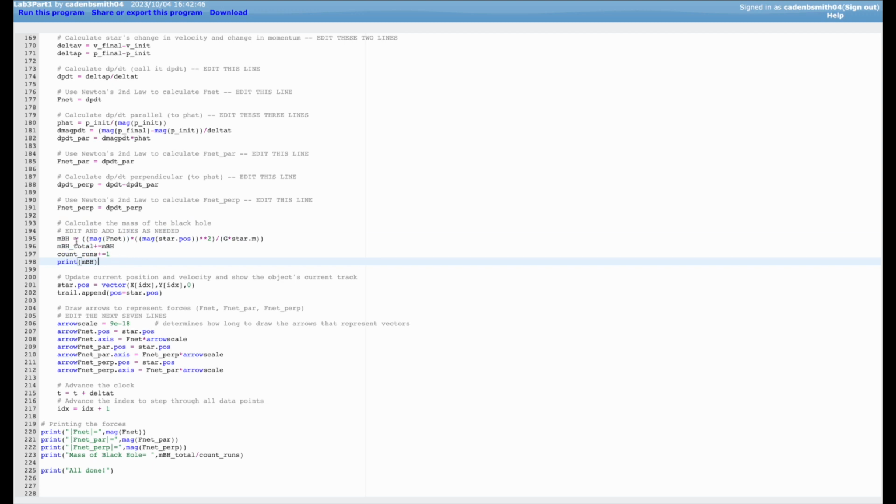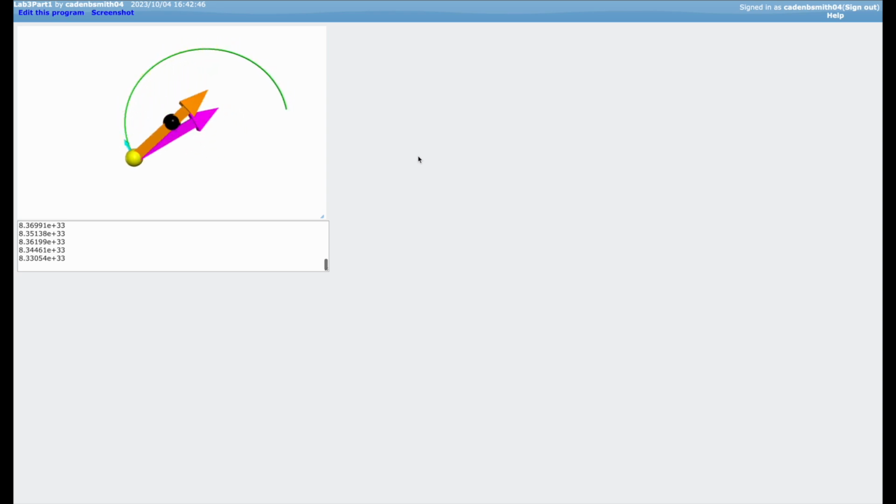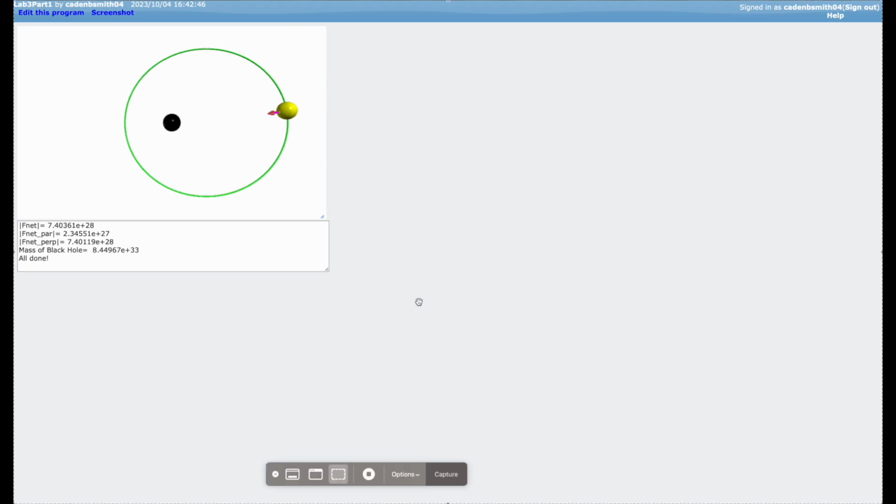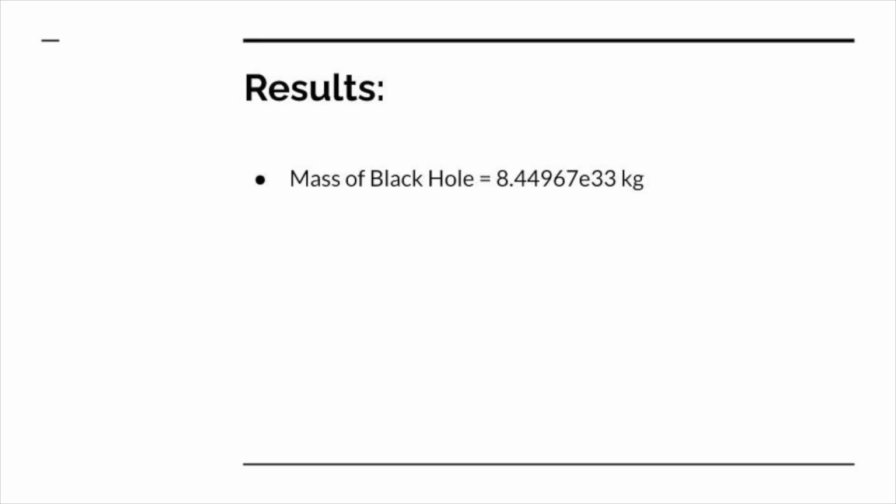And this is a simulation. The arrows represent the momentum and the force experienced by the star as a result of the black hole. And as shown, the elliptical path is here. And those are the results. The mass of the black hole turned out to be 8.4 times 10 to the 33rd kilograms.